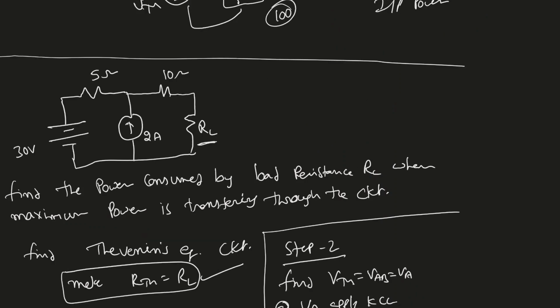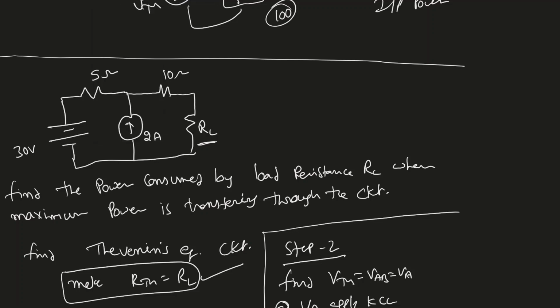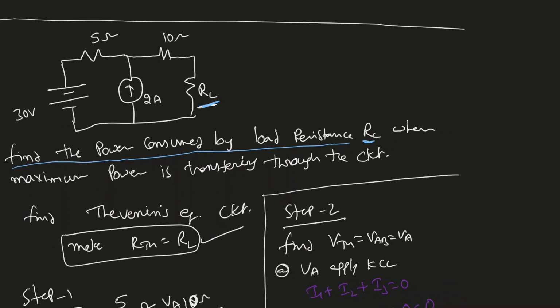So here is an example. All our maximum power transfer theorem examples are going to be similar to this. Here, find the power consumed by the load resistance RL. Definitely the RL value will not be given. In the maximum power transfer theorem, the RL value will not be given; you need to find that RL value when maximum power is transferring through the circuit. So find the Thevenin equivalent circuit and make R Thevenin equal to RL. That will be your load resistance, and you can find the power consumed by it.